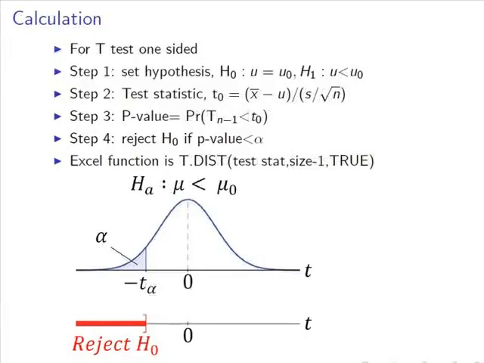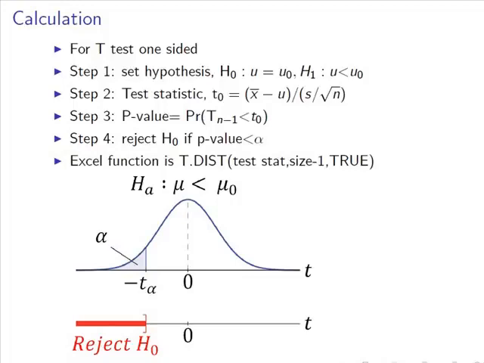Then for the t-test with one side, step 1 is that we need to set the hypothesis. Step 2 is to calculate the test statistic T0, which is equal to x bar minus mu over s over root n. After that, step 3 is to calculate the p-value, which is equal to the probability of t n minus 1 smaller than the test statistic. Finally, reject the null hypothesis if the p-value is smaller than alpha.